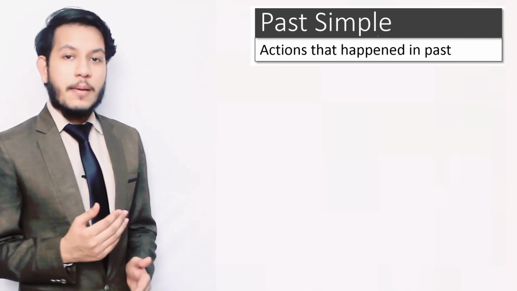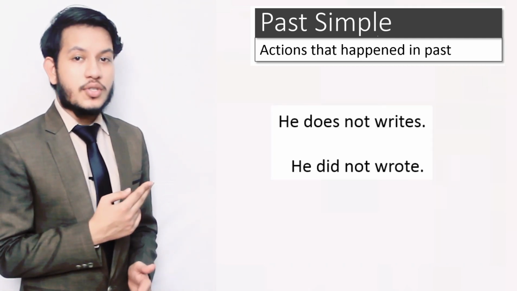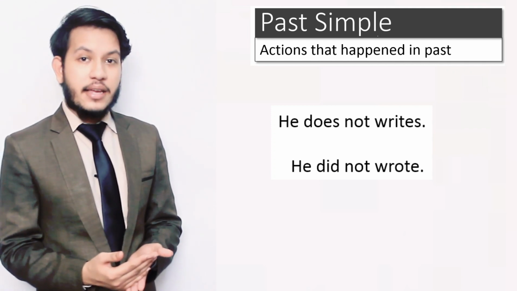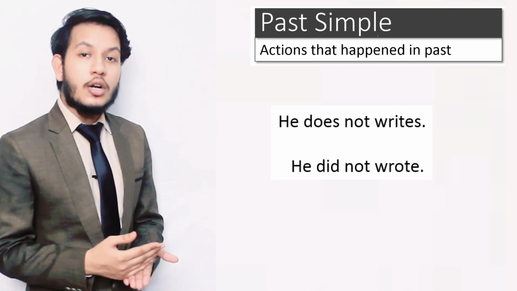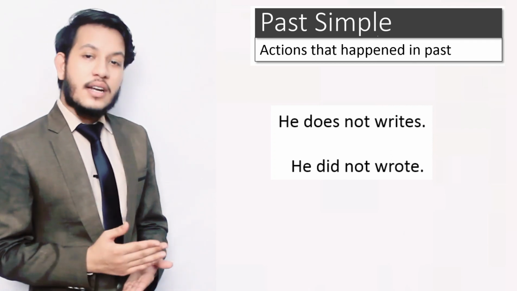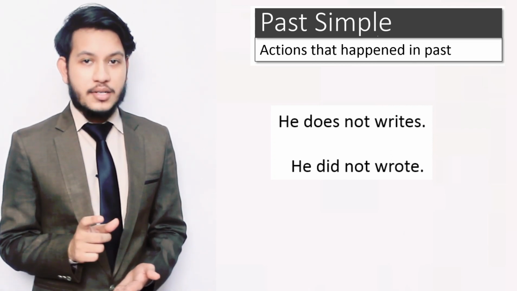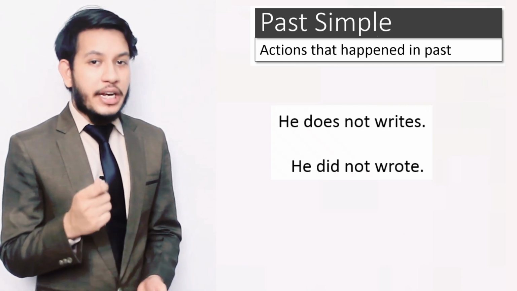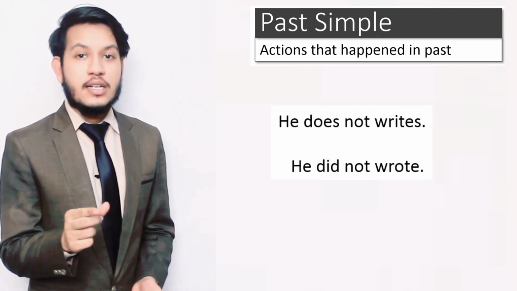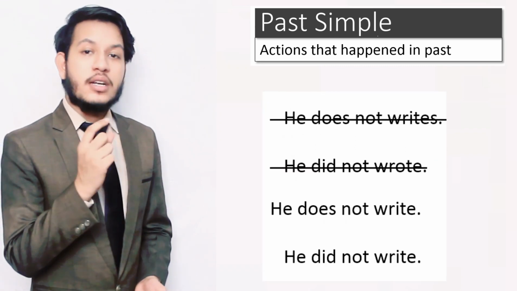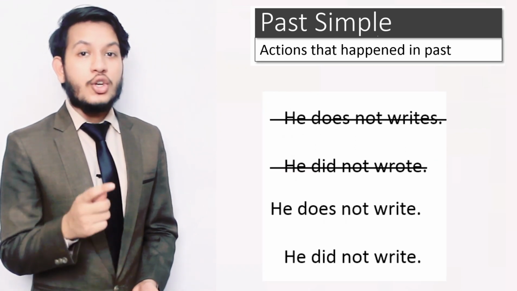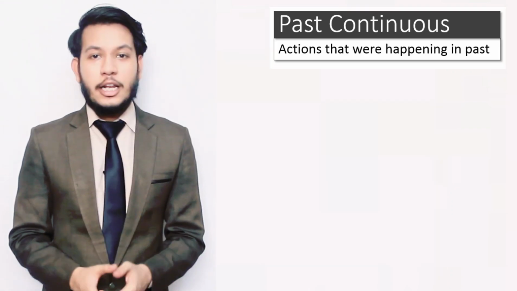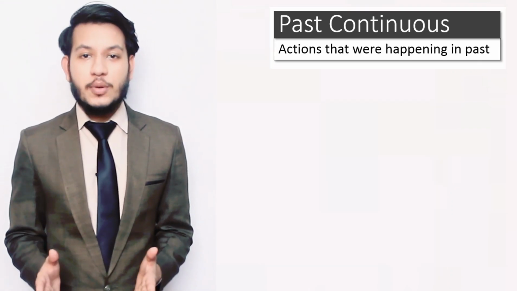Let me give you an example. Here are 2 sentences on your screen. The first is he does not writes and the second is he did not wrote. Both of these sentences have same errors. If you have added S with do, you don't need to add S with write. Similarly, if you have used did, which is a second form, you don't need to use the second form of the word write. Now let's move to past continuous tense.